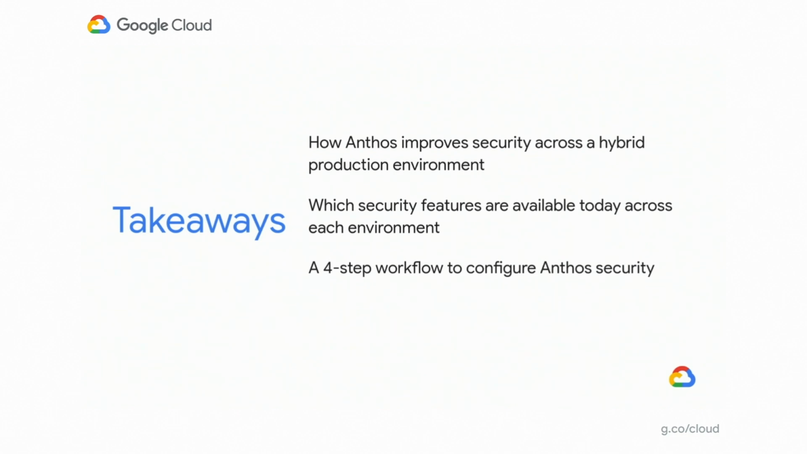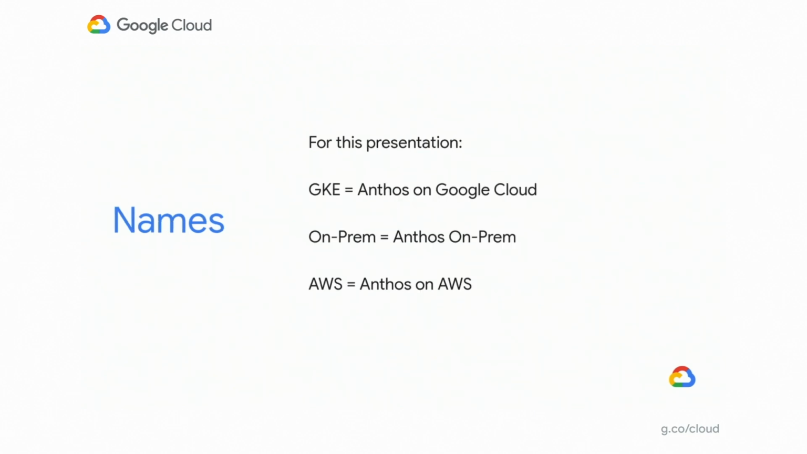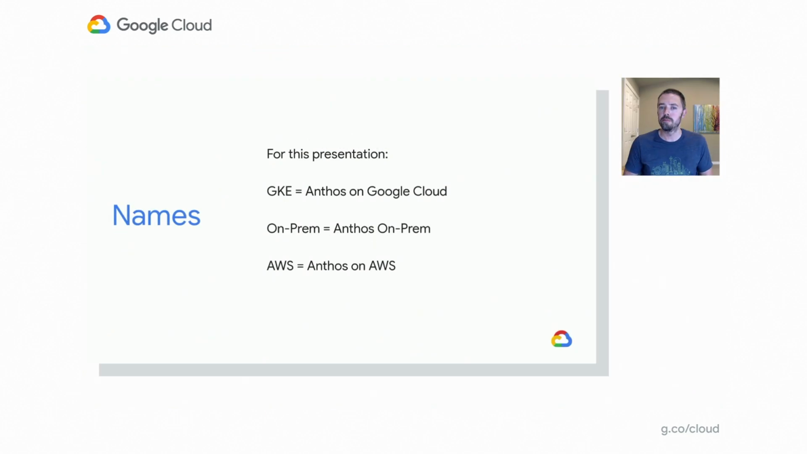But really, the high-level thing we want to leave you with here is a four-step high-level workflow to configure Anthos security across multiple different platforms. Just a quick note on names. We've shortened some of the names in this presentation just to make things a bit easier to say and to fit them on diagrams. So using GKE for Anthos on Google Cloud.